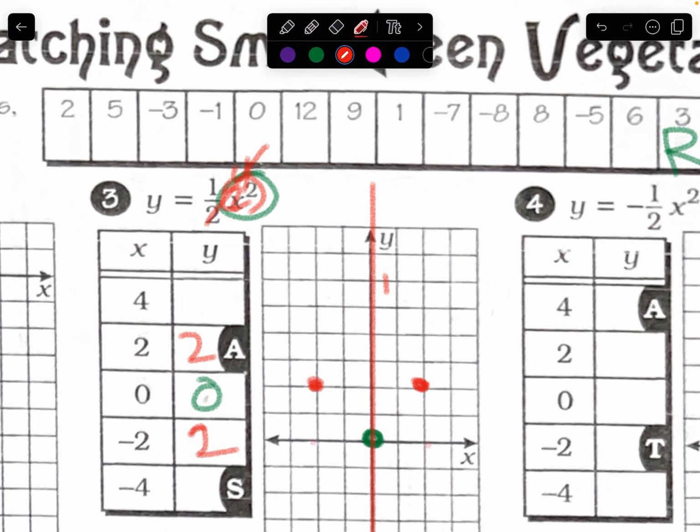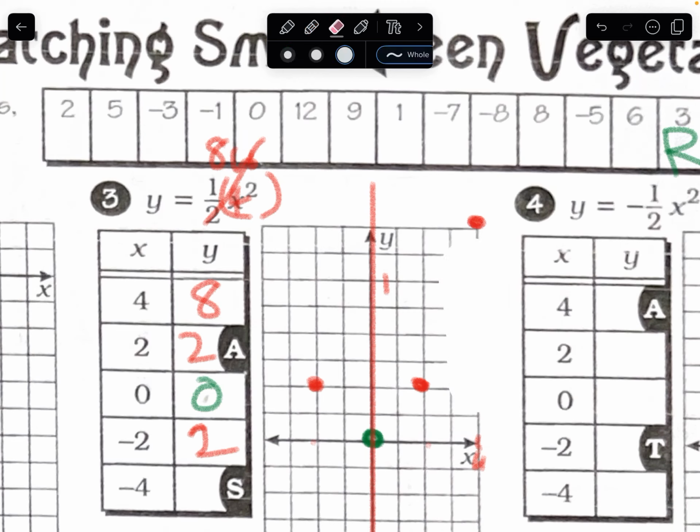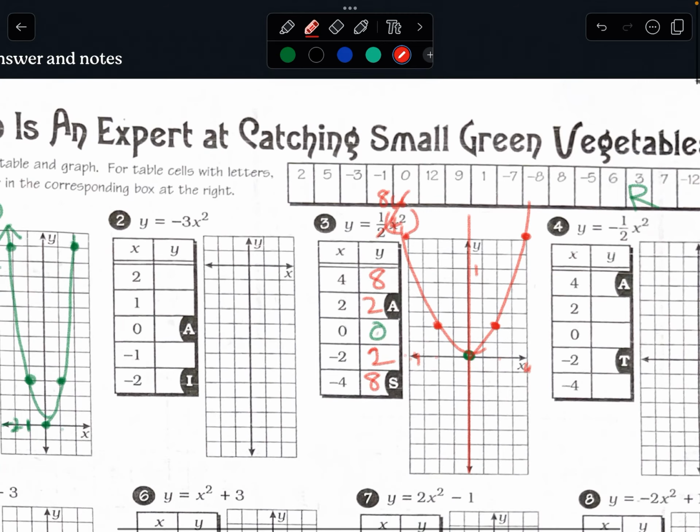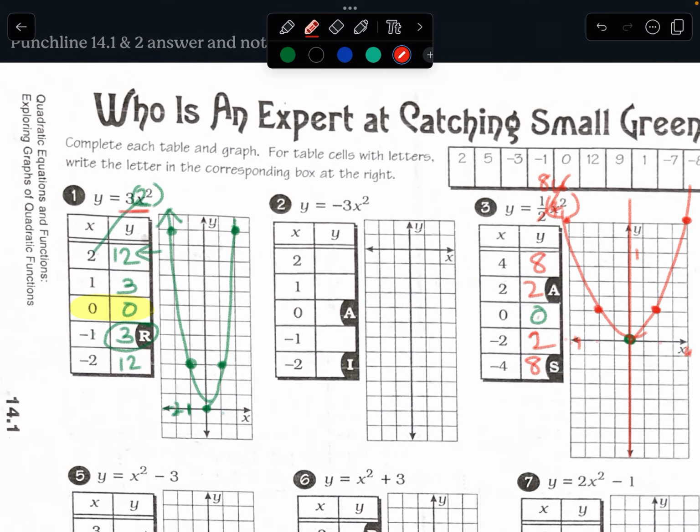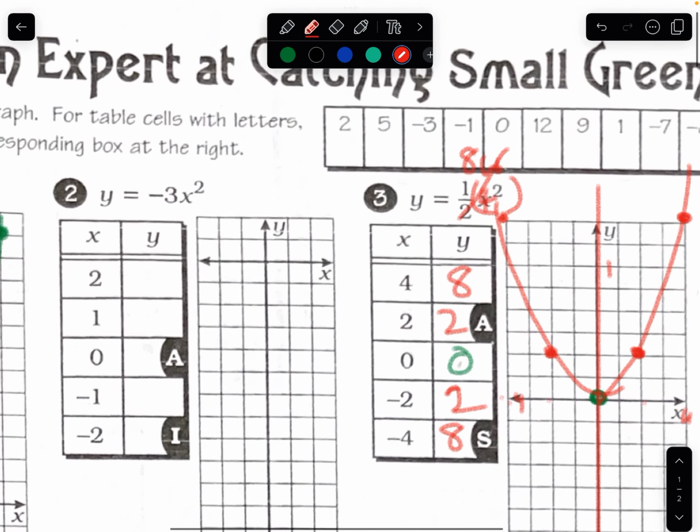The last one you put in 4. 4 squared is 16. 2 into 16 is 8 times. 4, 8. Okay, 8 is there. Erase that. Negative 4 must be also 8. Notice it's a half, so it's wider than these ones that are whole. These are not narrow.